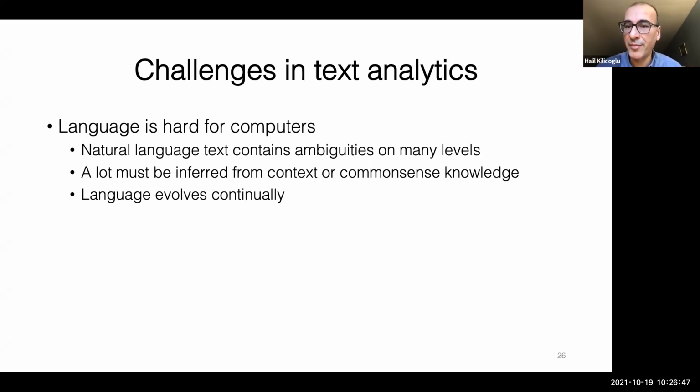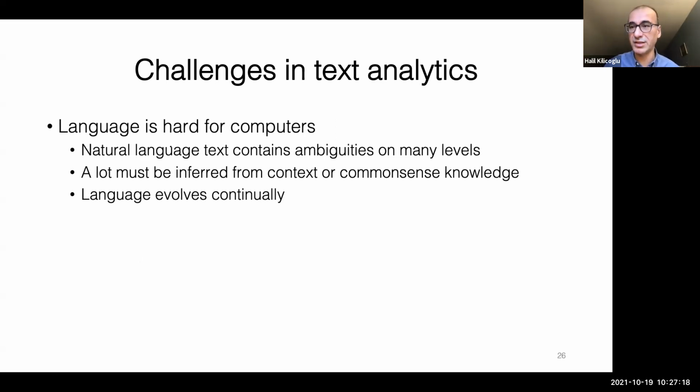It contains a lot of ambiguities on many levels, and we've learned to understand the subtleties of text and writing, but computers are really bad at this. We infer a lot from common sense knowledge. We know a lot about the world, so we bring that knowledge into understanding, but computers are not very good at this. And language evolves continually. We're talking in emojis most of the time.